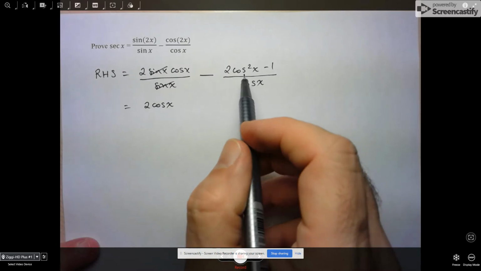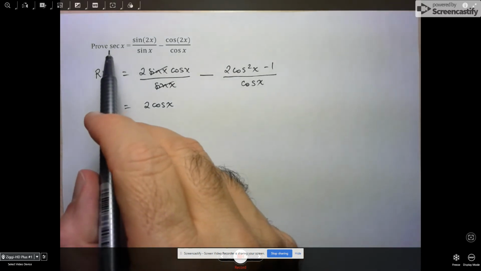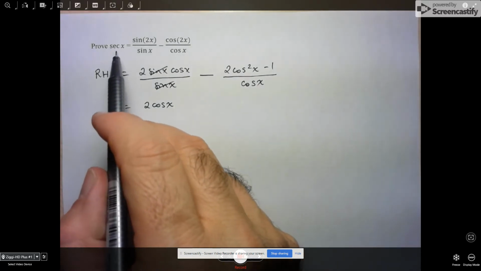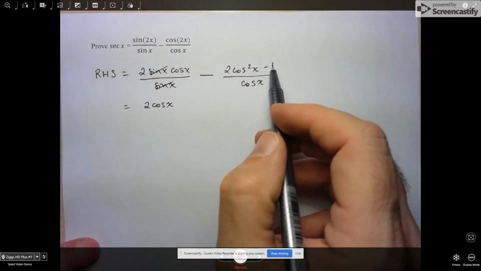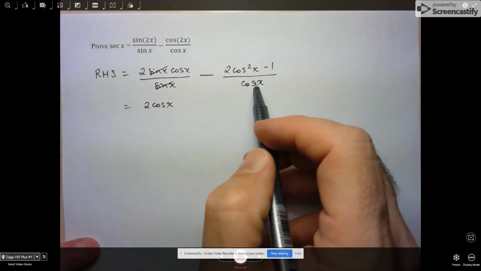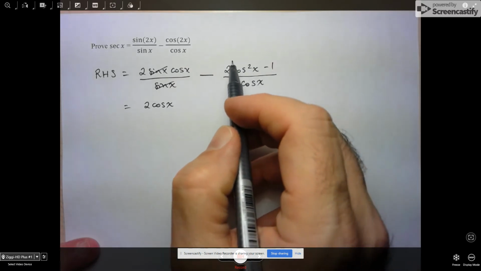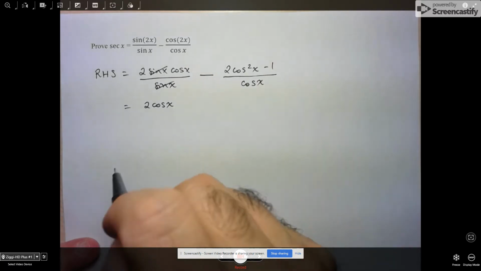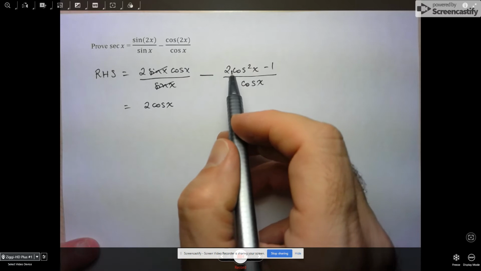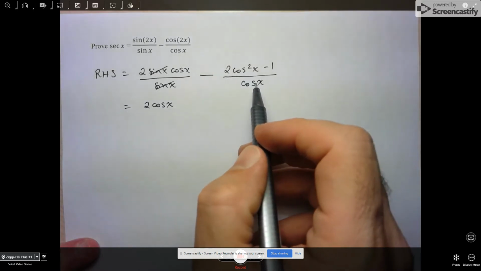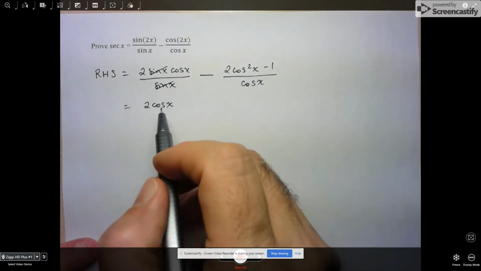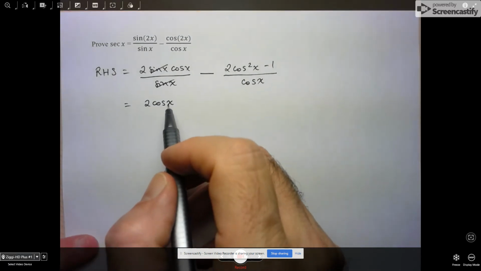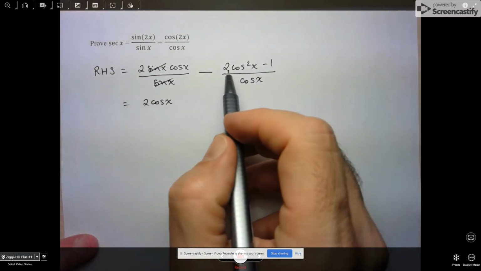This is where I might look at the other side of the equation, and I notice that I'm going to eventually get to a secant x. And I notice that I have 1 over cosine, which is secant. So this makes me now consider what happens with this division. And I realize that if I divide 2 cos squared by cos, I'm just going to end up with 2 cos x. Exactly what I have here. So sometimes it's not a bad idea to try to foresee what might occur.